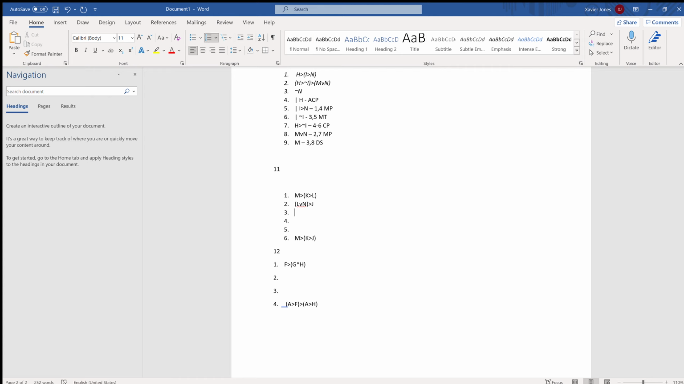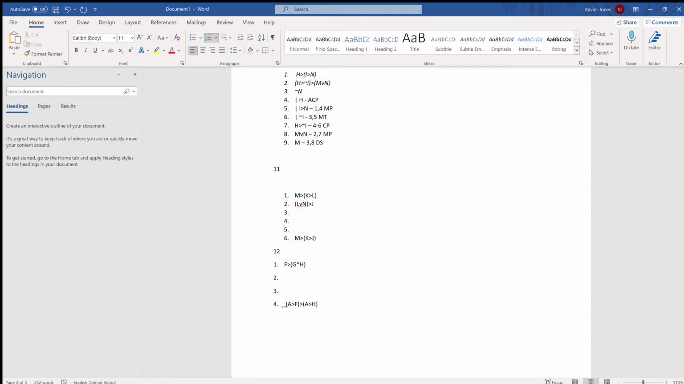Okay, so if M, then K, then L. In my mind, I'm immediately thinking exportation. Our goal is if M, then K, then J. Is that correct? Let me double check. This is number 11, right? If M, then K, then J. L or N. If L or N, then J. Yeah, everything looks correct.